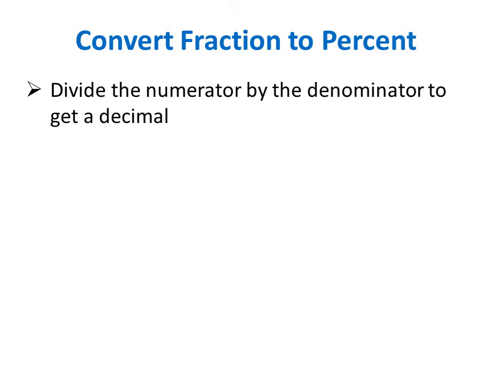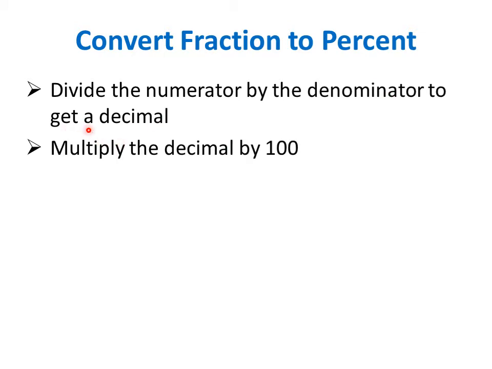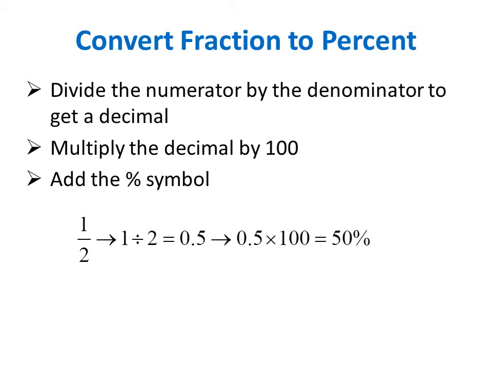In this video, we will learn to convert between fraction, percent, and decimal. First, how do we convert a fraction to a percent? We simply divide the numerator by the denominator to get a decimal. Once we have a decimal, we multiply that by 100. And then we have to add the percent symbol.